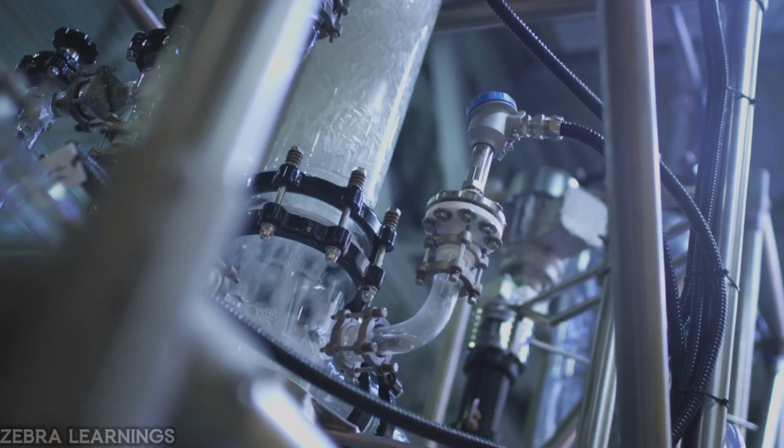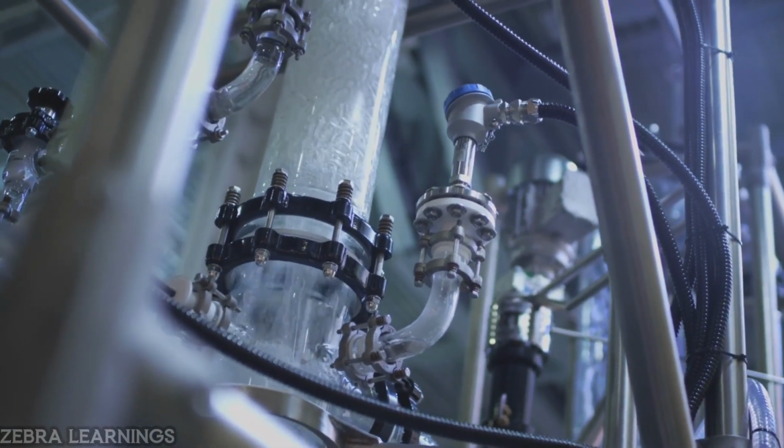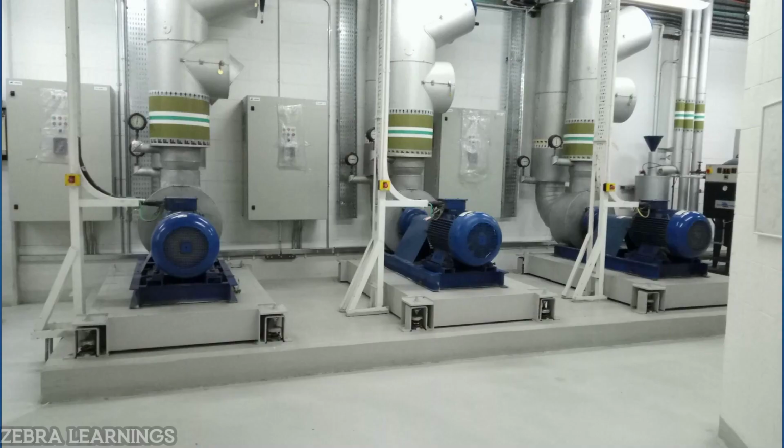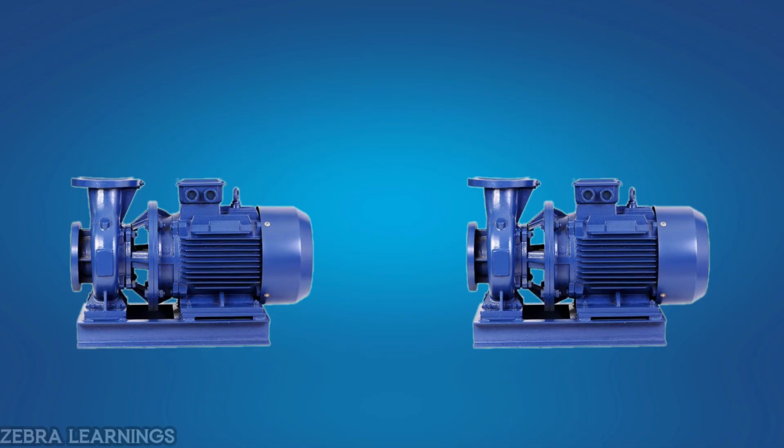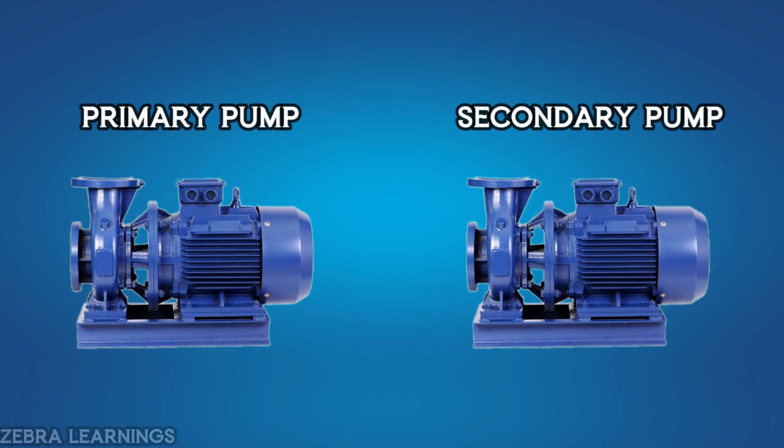In a building, we use water in the chiller plant to remove heat. We use a pump to send this water from the chiller to the AHU in the building. We use two types of pumps in the chiller plant. One is the primary pump, and the other is the secondary pump. We will learn about these two pumps in this video.